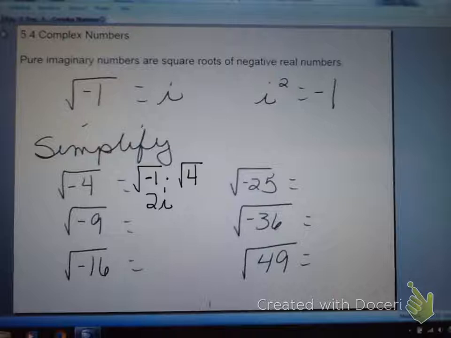Square root of -9 is 3I. Square root of -16 is 4I. Square root of -25 is 5I. Square root of -36 is 6I. And square root of -49 is 7I.